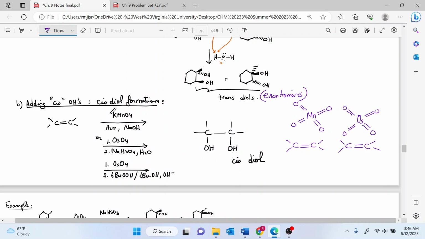The reaction reagents are KMnO4 in presence of water and NaOH. This is the first one. Or you can use osmium tetroxide in presence of sodium hydrogen sulfate and water. Or you can use osmium tetroxide in presence of tertiary butyl peroxy acid, tertiary butanol, and OH. All of these reagents, you're going to see them, and they do exactly the same thing. They allow the oxygens to add on the same side to the double bond carbons. You break the double bond between the carbons, insert those two oxygens on the same side, and then the oxygens get protonated by the solvent.